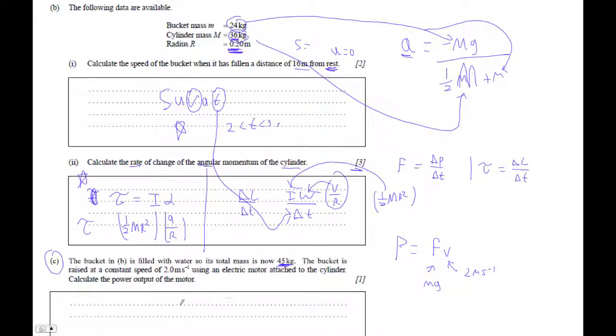Another way to find the power, power in the data packet is also work over time. Okay, so if they give you 2 meters per second, that means 2 meters in 1 second, right? So the work would be mg, the force, times the distance, which would be 2 meters, right? And then your time would be 1 second, right? So you could use work over time. Just remember what that means, okay? Happy hunting. The answer to that is between 800 and 900 watts.